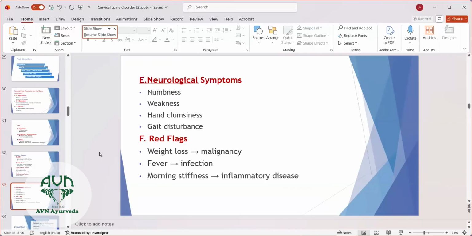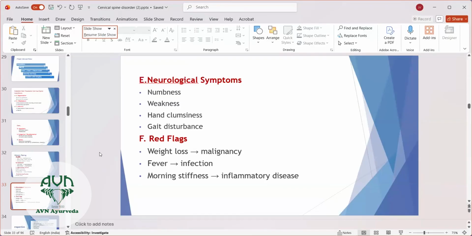Sometimes in cervical myelopathy, a wide stepping gait we can observe in patients. The hand clumsiness or motor weakness in the hand, finger flexion, and grip strength weakness we can see in cervical myelopathy. In herniated cervical disc, the muscle weakness we can observe. Also the numbness and pins and needles sensation we can observe.